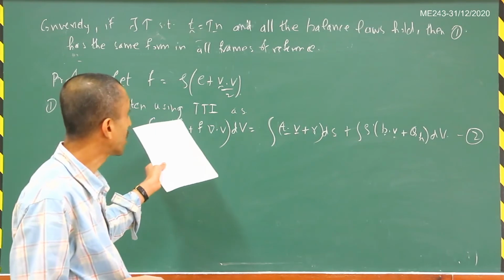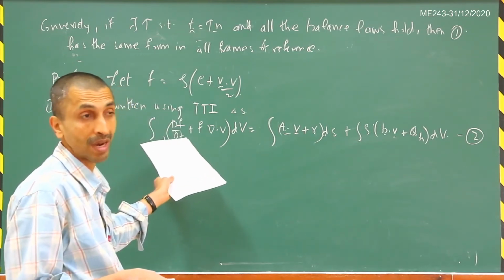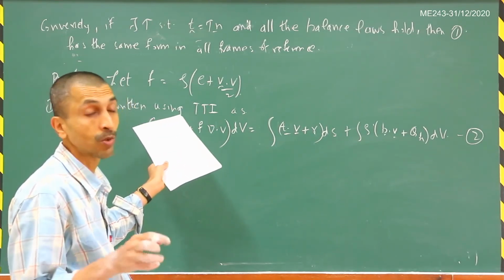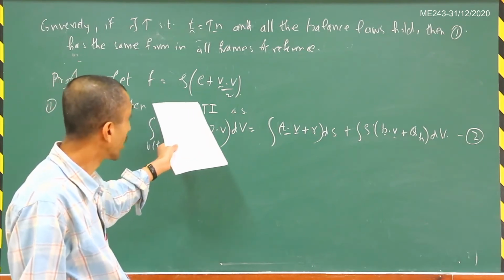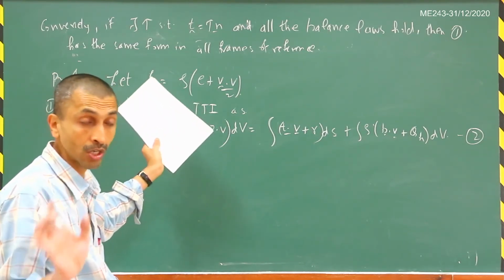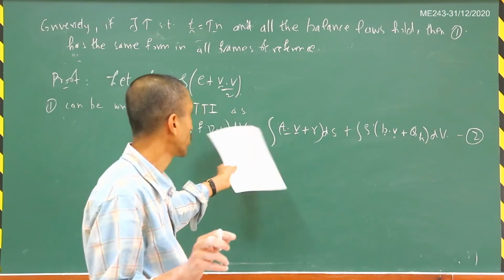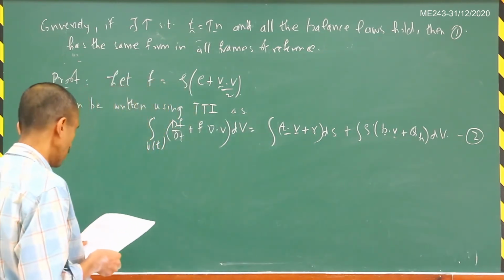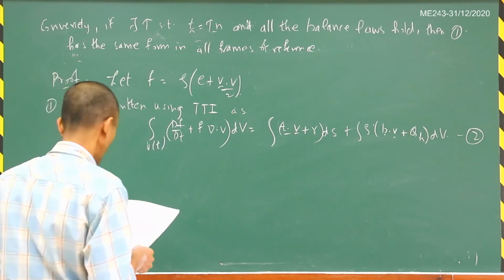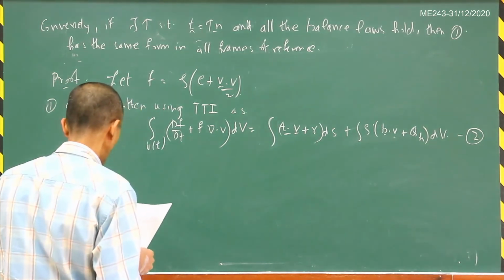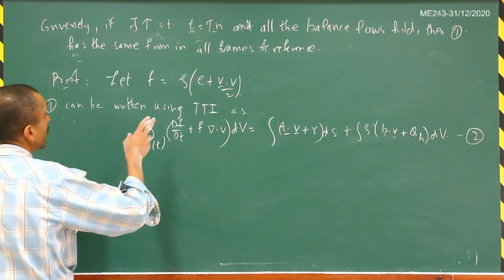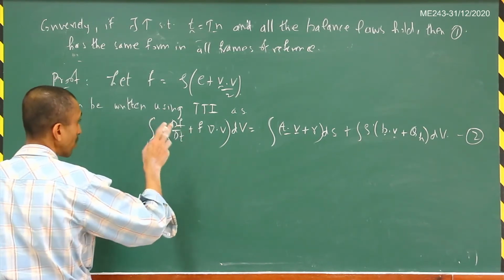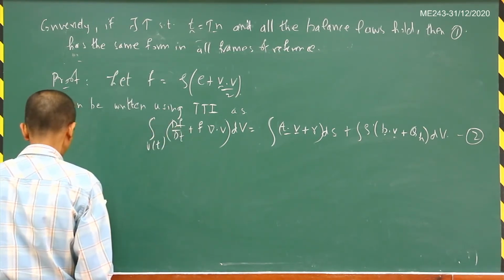So transport theorem 1 does not depend on the mass conservation equation, but transport theorem 2 does. And so we can only use transport theorem 1. We cannot use transport theorem 2. Okay, so that is one very, very important thing to note at this particular stage. So using transport theorem 1, we get this particular thing. And now we have said that the balance laws are the same form in all frames of reference.